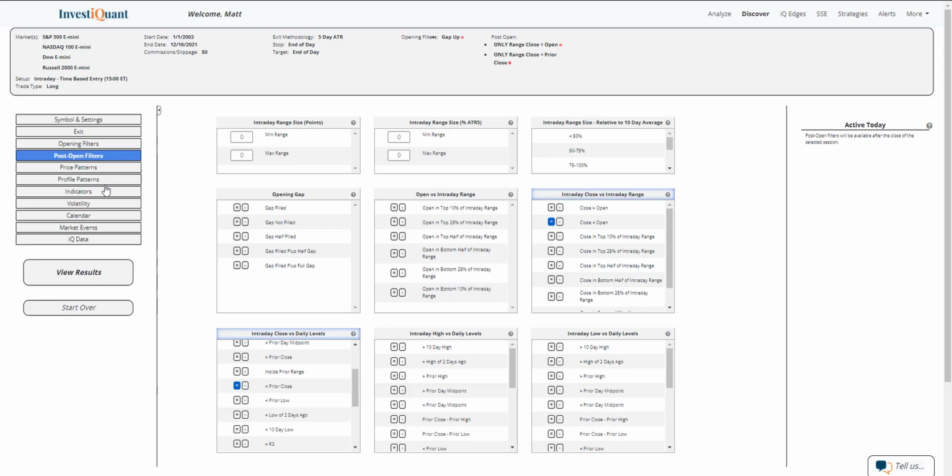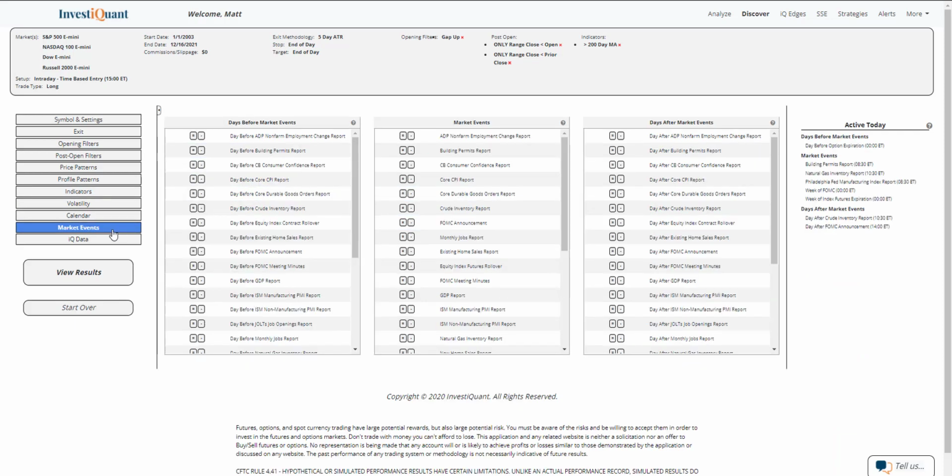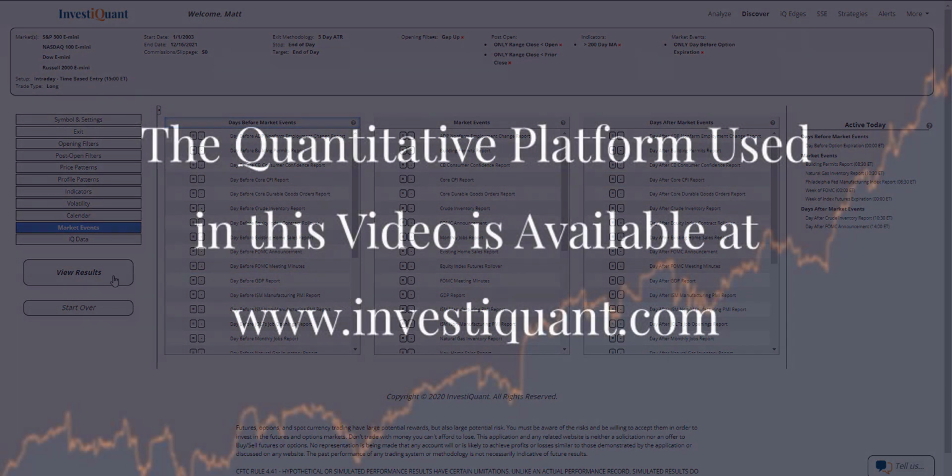Next thing I'm going to do is go down the indicators and click that we are above a 200-day simple moving average. I'm going to miss the 10-day here just because I want to keep as many samples as possible. And then lastly, go to the market events library and say that today is the day before the options expiration day. So I've clicked that from the active today. Now I can click view results.